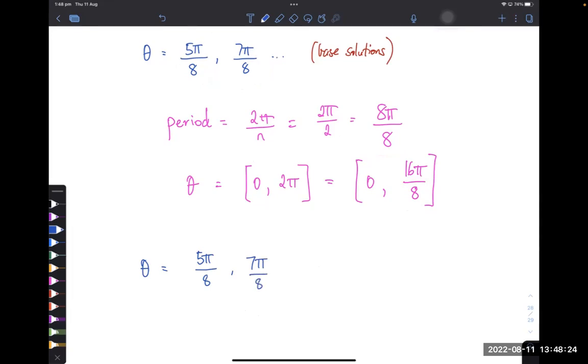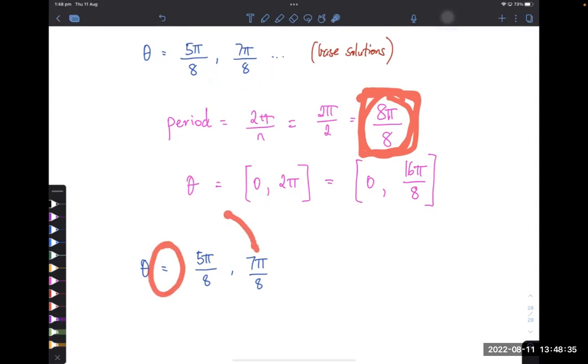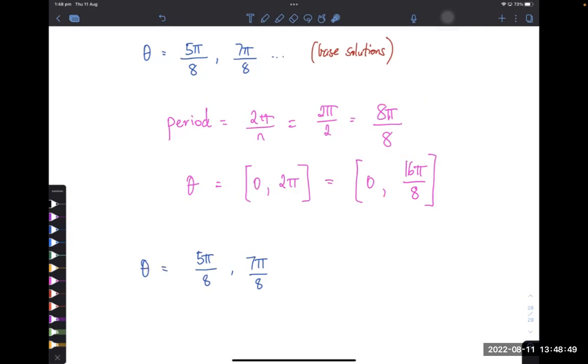If we decide to go backwards, we have to add or subtract our period. If I want to find the next one back here, I would go from 7 pi on 8, and I would subtract the period. That brings us to negative pi on 8. So would we include that? Nope, because it's outside of the domain. So we're going to jump forward instead. This brings us to 13 pi on 8.